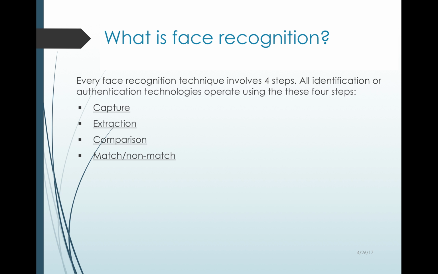Now, the four steps involved in any face recognition technique are: capturing, which refers to capturing the image of the person whose face is to be recognized. Second is extraction, which is feature extraction, extracting the unique characteristics of the face. The third is comparison, comparing it to the mean image or some parameters that are predefined while training the dataset. Fourth is the result, whether you found a match or not.